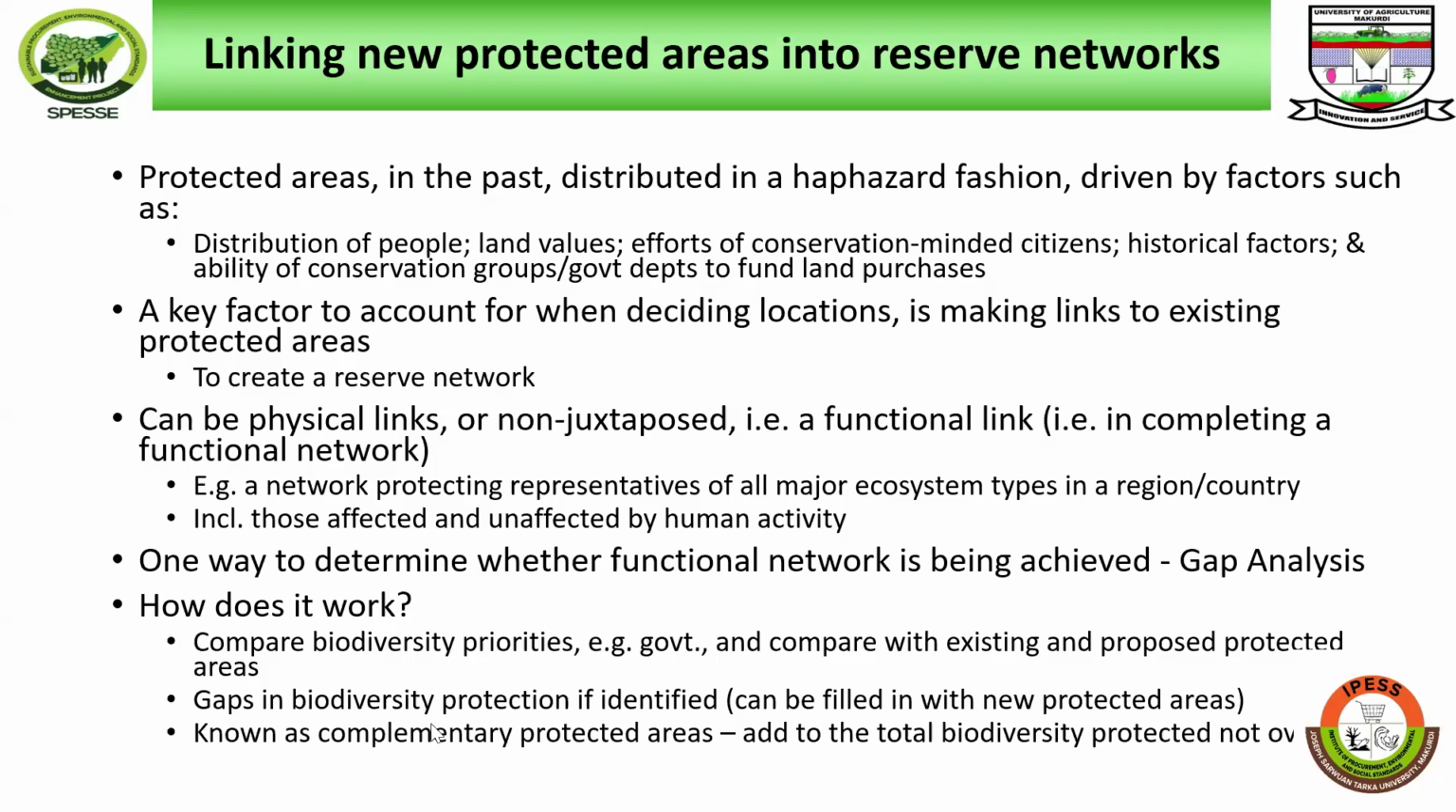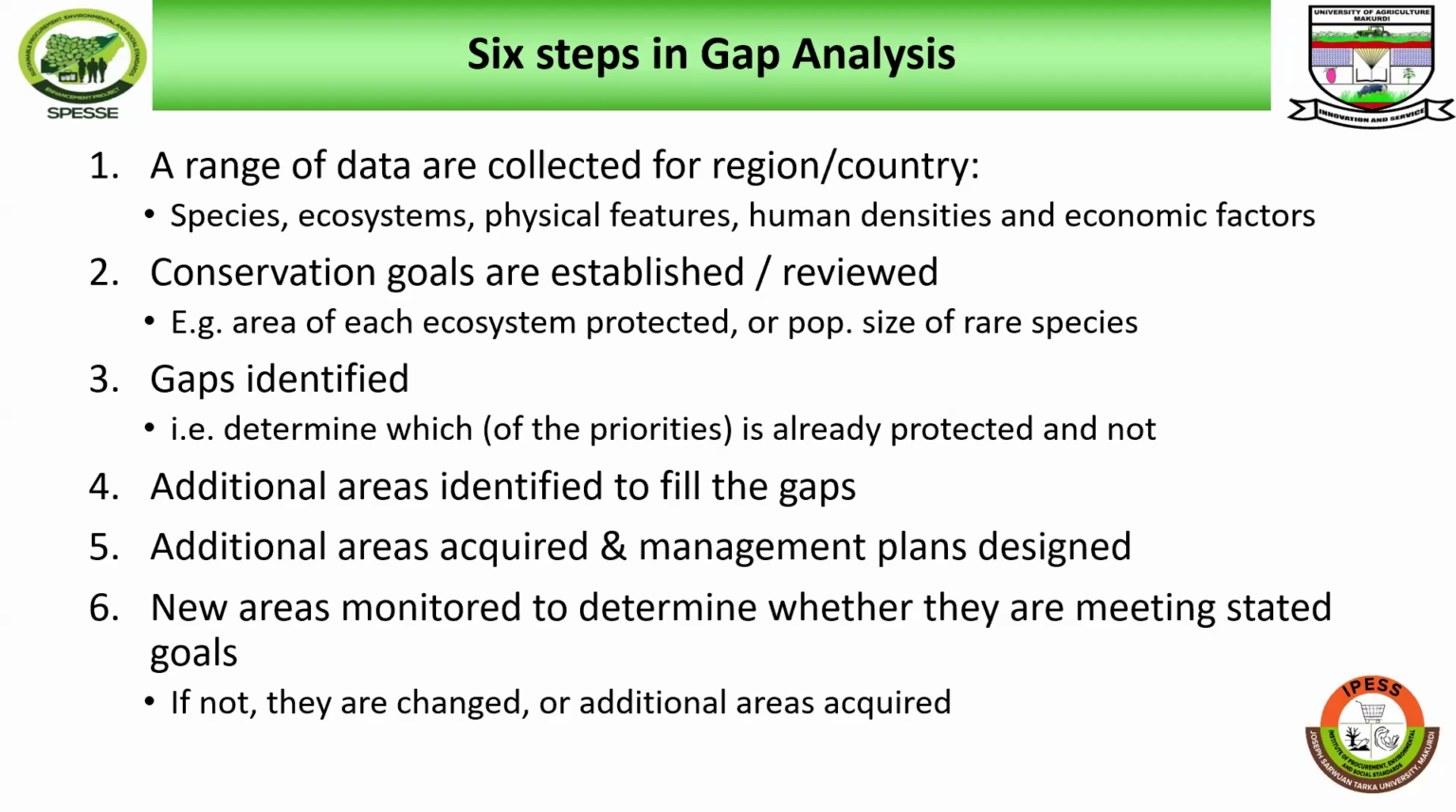There are six analyses. You find species, mandates, and insist, and then you determine which priority is protected and which is not protected. And then you identify areas to fill the gaps. Additional areas are acquired, and then you design a management plan to establish the areas to be filled. And then the new areas are monitored to determine whether they are meeting your goals for conservation.